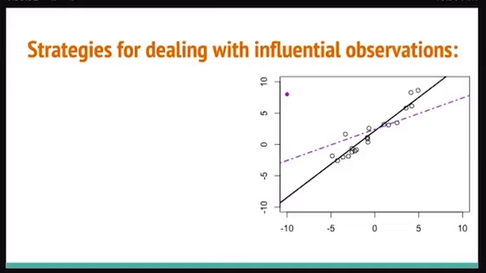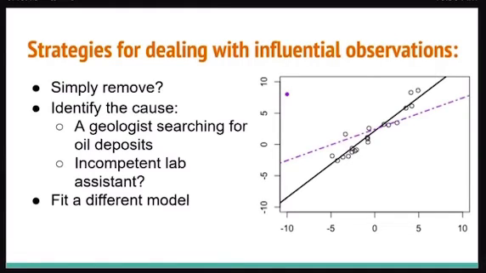Now, when we detect an outlier, my TA will walk you through a lab on how to deal with it. When we detect an outlier, how do we deal with it? Because it needs to be addressed. Now, what are the strategies for dealing with influential observations? Number one, simply remove.